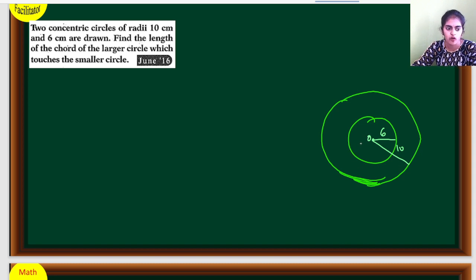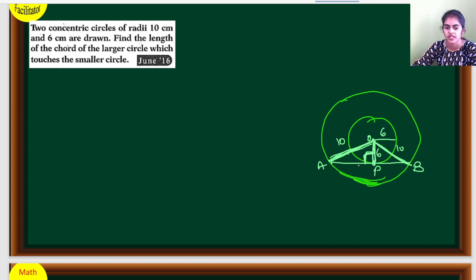Now the length of the chord of the larger circle, which is a tangent to the smaller circle. It touches the smaller circle at a point, so it is a tangent to the smaller circle. Join this here also. After joining, let this be AB. OA and OB are the radii of the bigger circle, so OA is 10, OB is also 10. And OP is the radius of the smaller circle, so this is 6. And always remember radius and tangent are perpendicular.